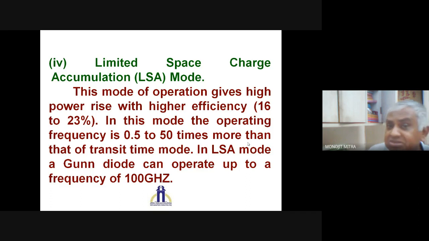But just try to keep it in mind. I told you, it is still less than that of the IMPATT diode, because the IMPATT diode can operate up to 450 gigahertz as reported till now. So 100 gigahertz is much lower than that.